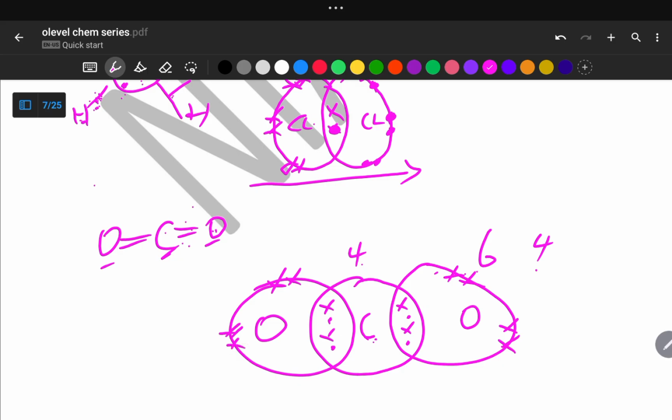For carbon, how many electrons have we used so far? We've used 2 here and then 2 there, so all the 4 electrons have been used in the bonding. So this is the complete bonding in carbon dioxide. 1, 2, 3, 4, 5, 6, 7, 8: 8 electrons for carbon. And this one, 1, 2, 3, 4, 5, 6, 7, 8: 8 electrons for oxygen, and we are done.